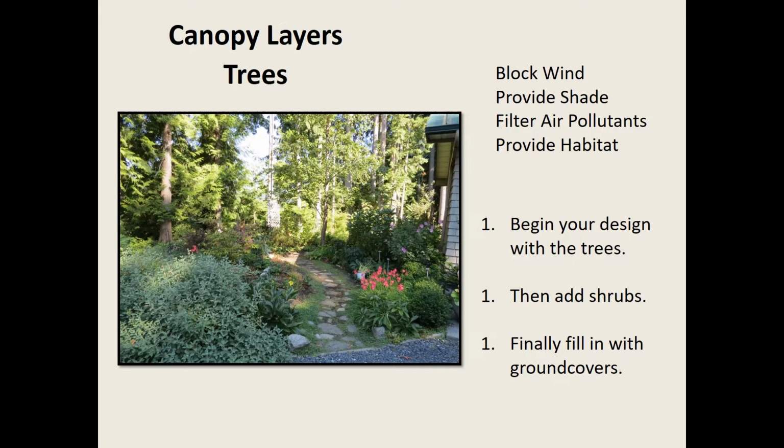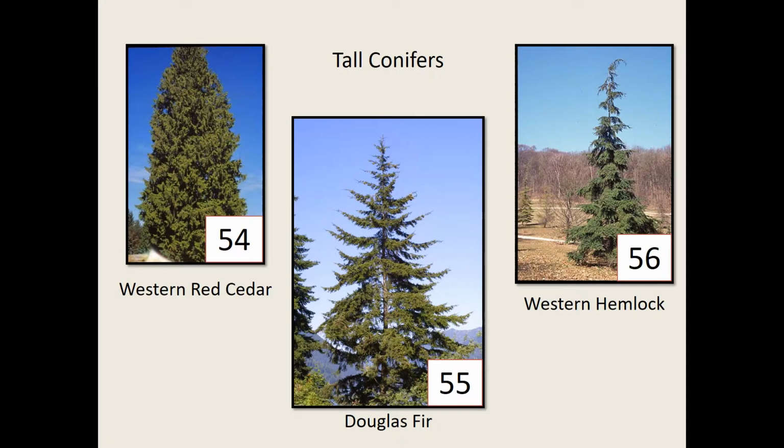Trees can function as windbreaks. They can reduce energy bills by keeping cold winds out and providing shade in the summer. They can act as walls and privacy breaks. The western red cedar, the Douglas fir, and the western hemlock are the tall, iconic conifers of the Pacific Northwest. These may already exist on your lot.